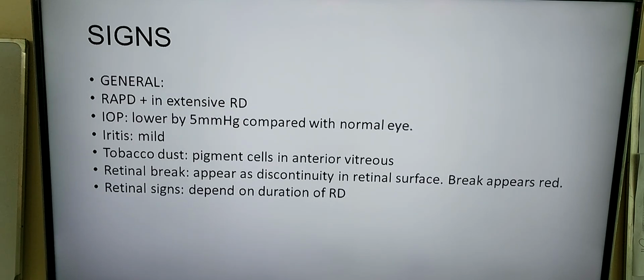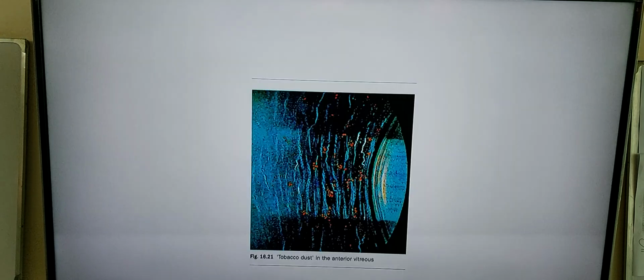Signs. General signs: RAPD will be positive in extensive retinal detachment. IOP will be lower by 5 mmHg compared with the normal eye. There will be a presence of mild iritis. Tobacco dust shows pigments in the anterior vitreous, pigments, blood cells, and inflammatory cells.